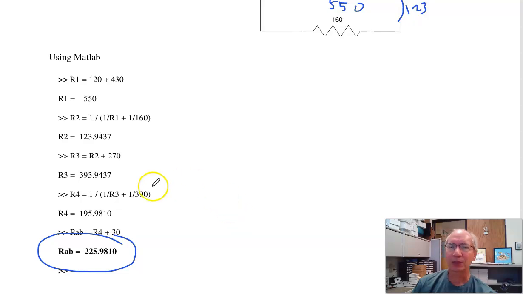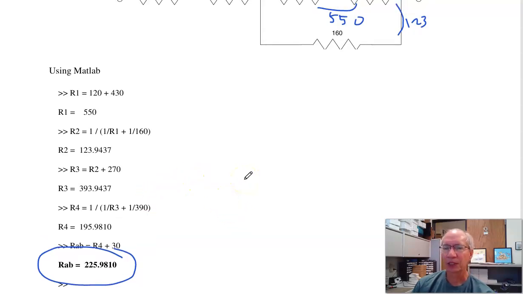And you can do this in MATLAB, or do this on your calculator. Either one's fine.